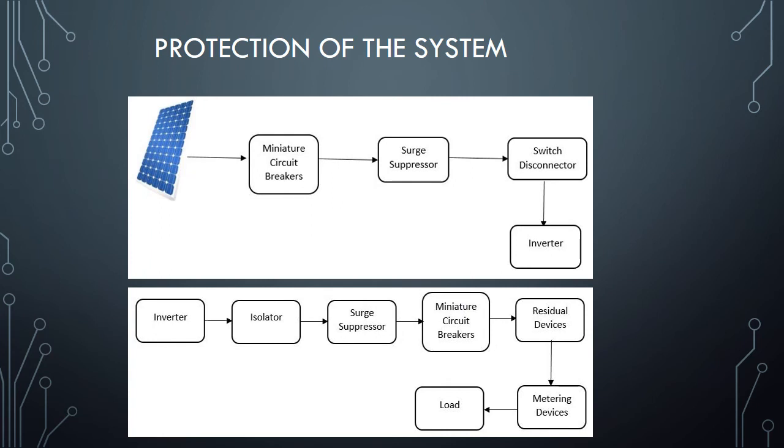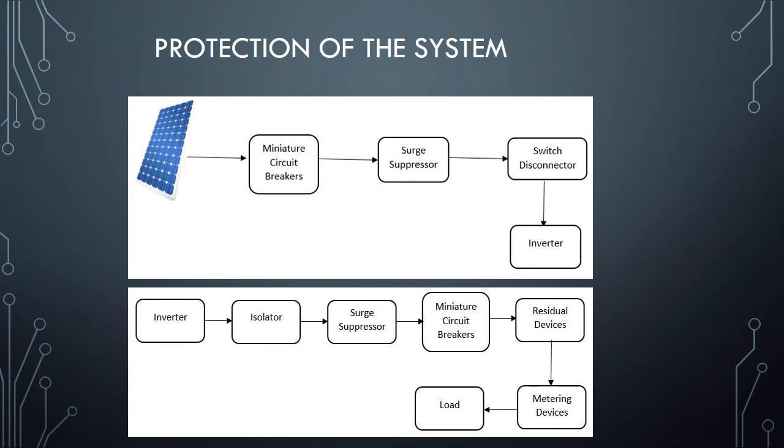For the protection of the system, there are basically two parts, the DC part and the AC part. For the DC part, we're using miniature circuit breakers. We're using surge suppressors in case of lightning, if the solar panel is placed in an open area. For that issue, we are using surge suppressors to save the solar panel from lightning. We're using switch disconnectors. There are relays as well implemented in the system, and finally it is connected with the inverter.